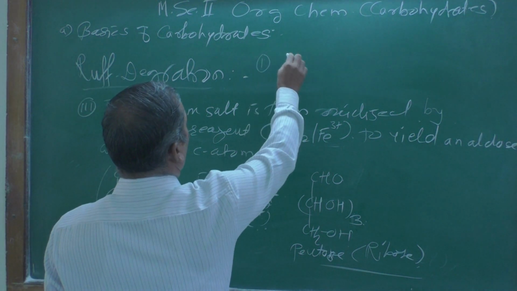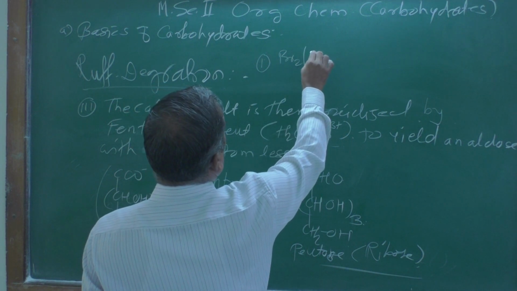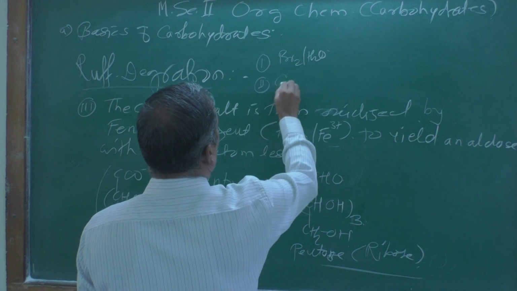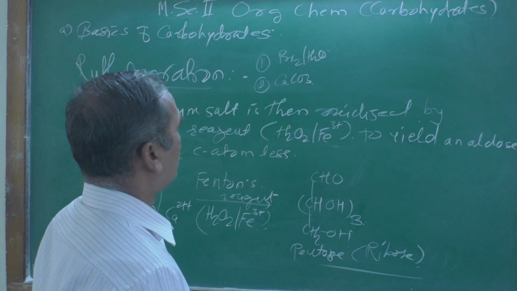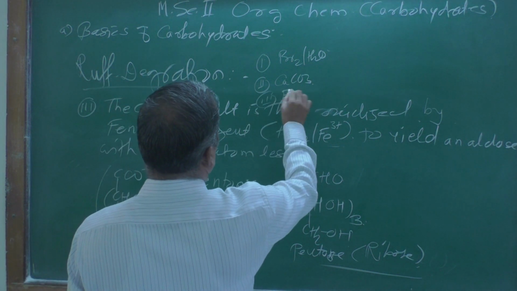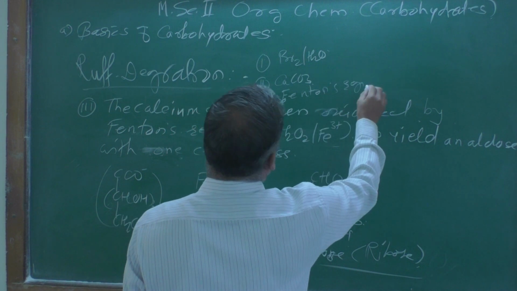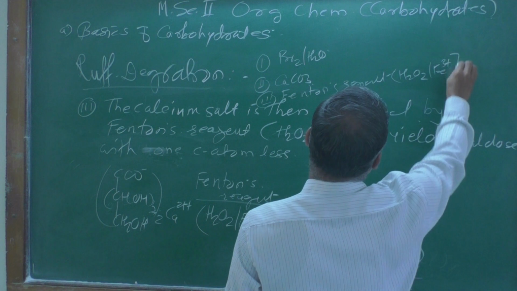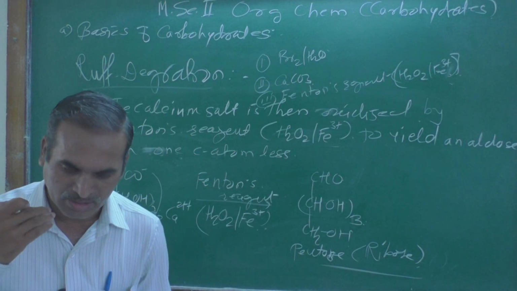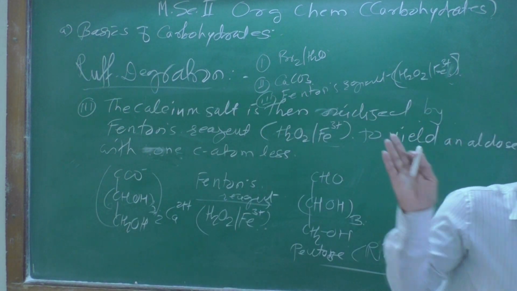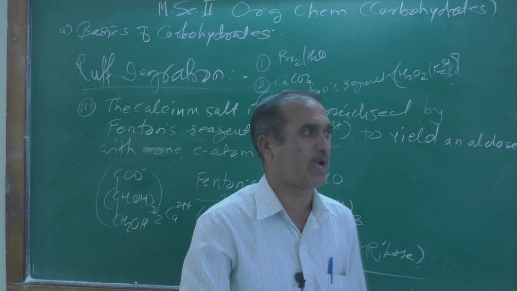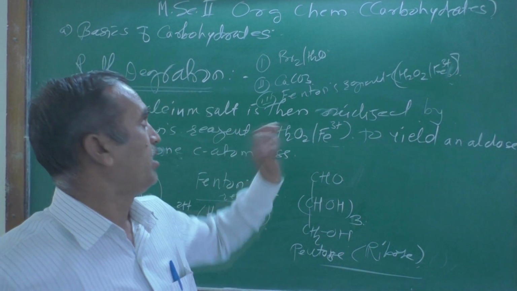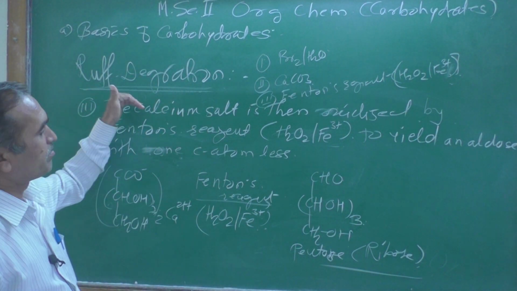Three things you have to remember. First, we treat with Br2 in presence of water, H2O. In the second step, you treat with calcium carbonate to form the calcium salt. In the third step you use Fenton's reagent, generally H2O2 in presence of Fe3+. This is a reagent which can oxidize that salt into an aldehyde group again, but with one carbon atom less. So this process is known as Ruff degradation. These are the three main points you have to remember as far as Ruff degradation is concerned.